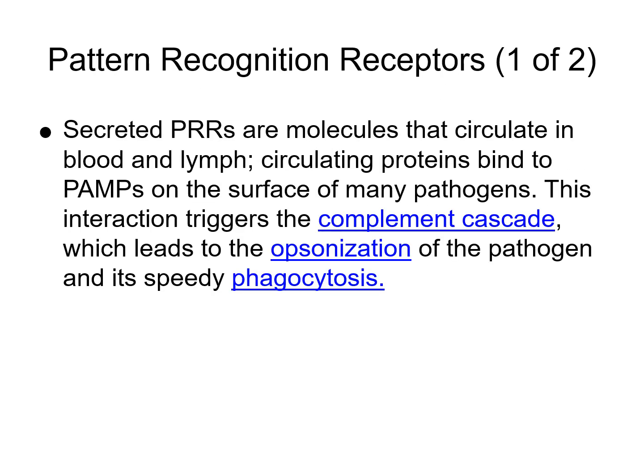So secreted PRRs are molecules that circulate in the blood and lymph. They bind to pathogen-associated molecular patterns, or those PAMPs, on the surface of many pathogens. Its function: binding of secreted PRRs to PAMPs triggers that complement cascade. The complement cascade outcomes: we have opsonization, so those pathogens are marked for easier recognition by phagocytes. And then we have enhanced phagocytosis, so pathogens are rapidly engulfed and destroyed by immune cells.